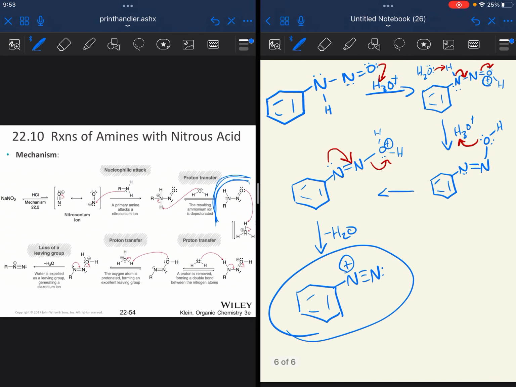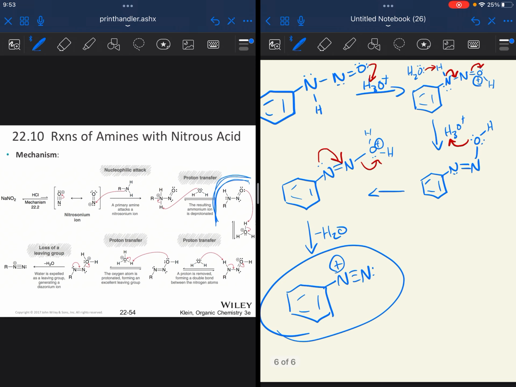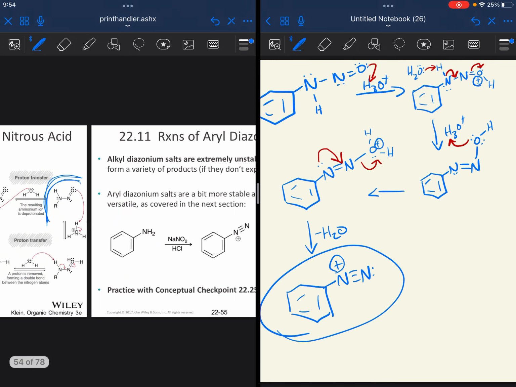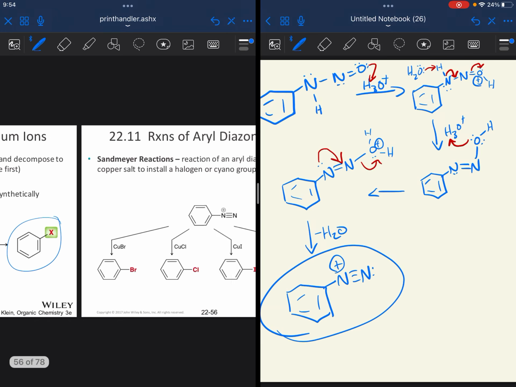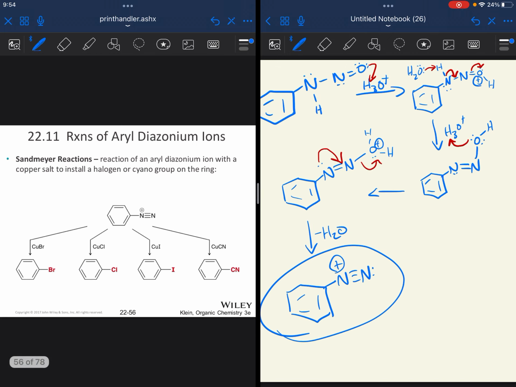Okay, why did we do all that? Why did we do this long mechanism to show this diazonium salt? Well, because the diazonium salt can be replaced with a lot of different things. And there are 7 different functional groups that we can replace that N2 with. 4 are going to come from something called the Sandmeyer reactions.